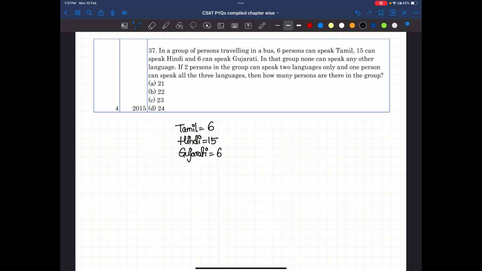If 2 persons in the group can speak 2 languages only, there are only 2 persons who can speak 2 languages, and we didn't specify which languages they are, but he has given that 1 person can speak all the 3 languages. That means there is only 1 person who can speak Tamil, Hindi and Gujarati. Then how many persons are there in the group?